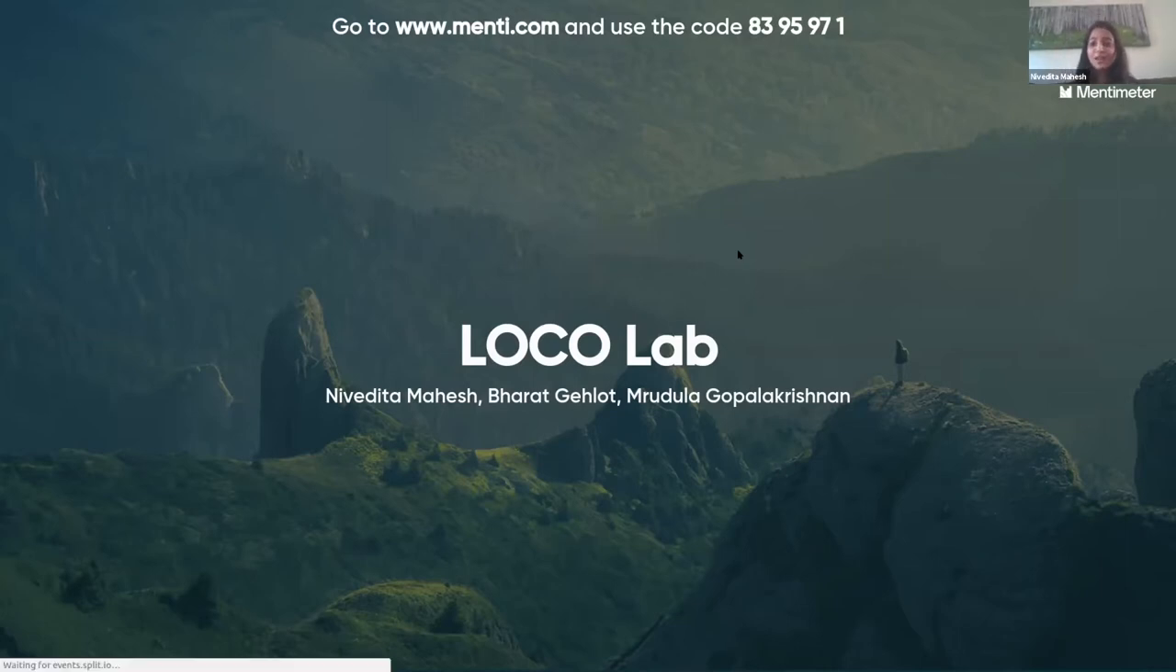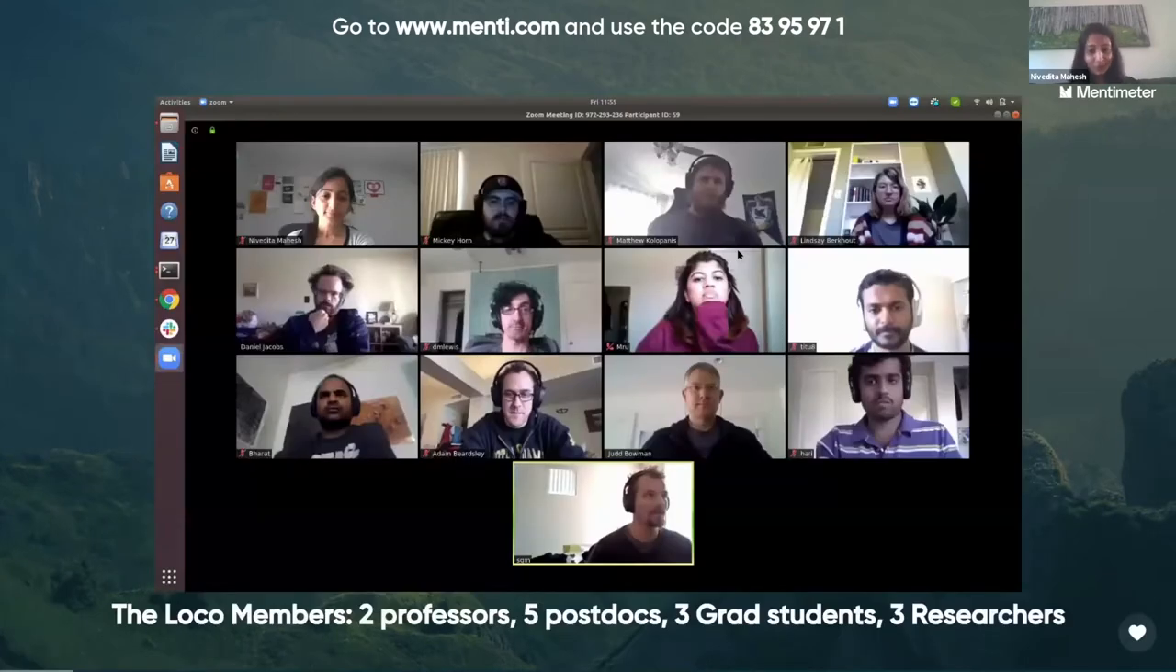To start off, this is a group photo of our lab. We collaborate on all the projects we do. We get together for our meetings. Agreed, the meetings now look very different given the situation, but we keep our collaboration going. The group consists of two professors, four, five postdocs, three grad students, and three researchers.